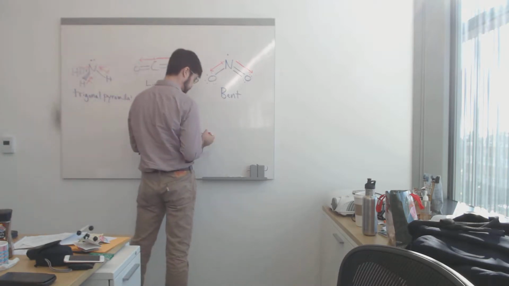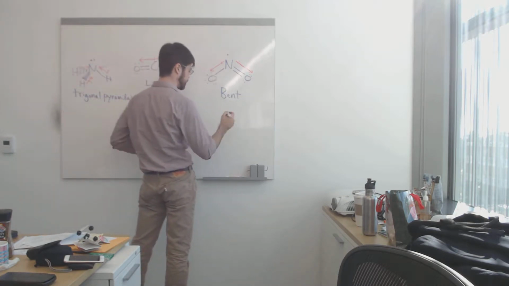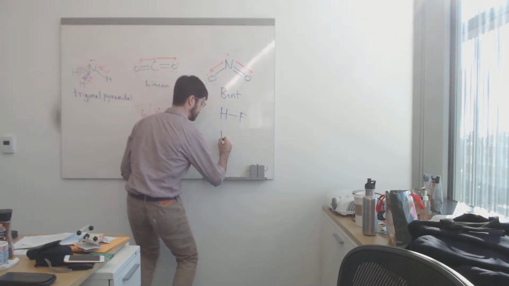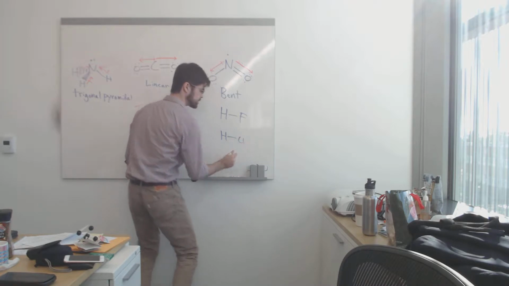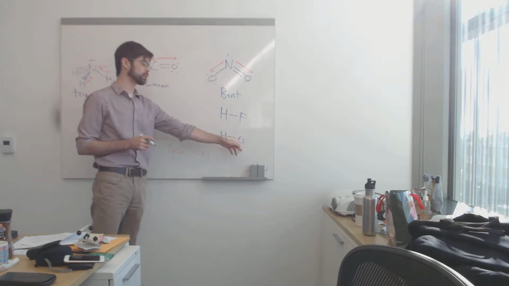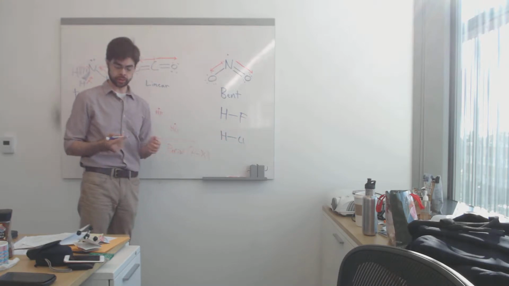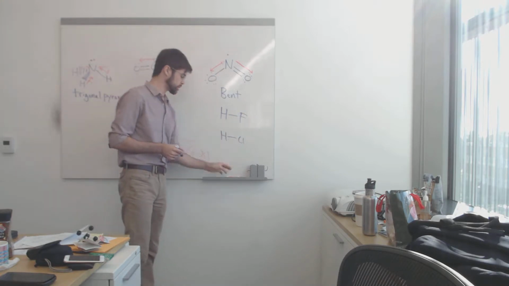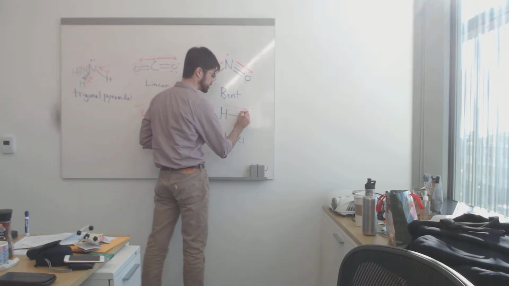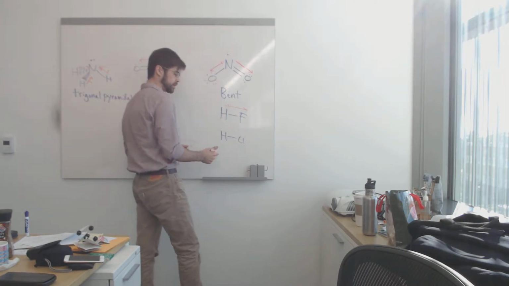If you look at these molecules, so you have HF and you have HCl, they both should have dipoles. They are both asymmetric. One of the atoms in the molecule is more electronegative, so it pulls electrons towards it. But fluorine is more electronegative than chlorine is.